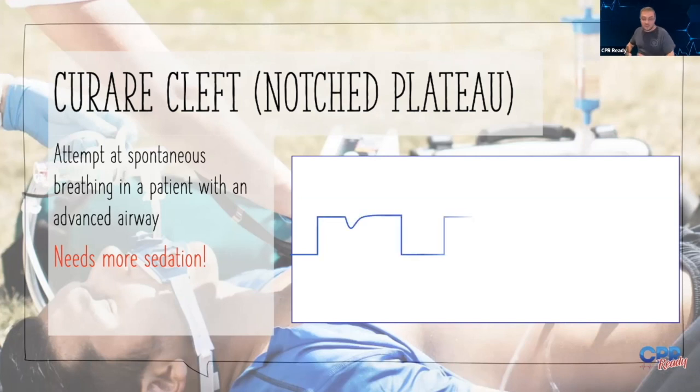All right, say you have somebody that does have an advanced airway in place. You've intubated them, or you've put whatever advanced airway that you're using. And while you're ventilating them, you're noticing this little notch in the end tidal, right? We call this a curare cleft or a notched plateau. This signifies that they're trying to take their own breath on top of what you're doing. Once you have an airway in place and you're bagging a patient, you should have a nice box-shaped airway waveform. If you're noticing these notches, that means the patient's diaphragm is attempting to take some breaths. So whatever protocol you have in place for sedation, this is a sign that they need more of it.